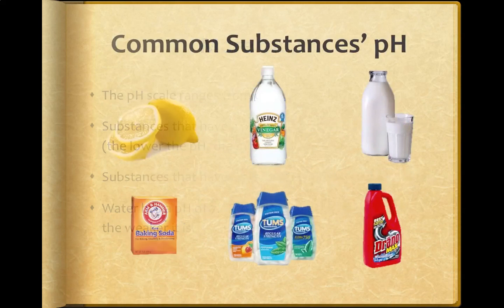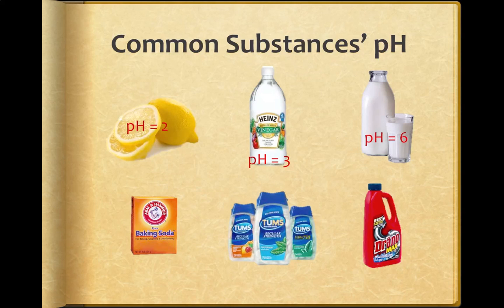Okay? Now take a look at some of these common substances that you may find. You may find some of these around your house, you may not. Lemon juice. Lemon juice is an acid. And it has a pH of 2, so it's pretty acidic. Okay? Vinegar, which is also an acid, is not as strong as lemon juice. It only has a pH of 3. And did you know that milk is an acid? Milk has a pH of 6. Now that's not very strong at all, but it's still an acid because it is still below 7.